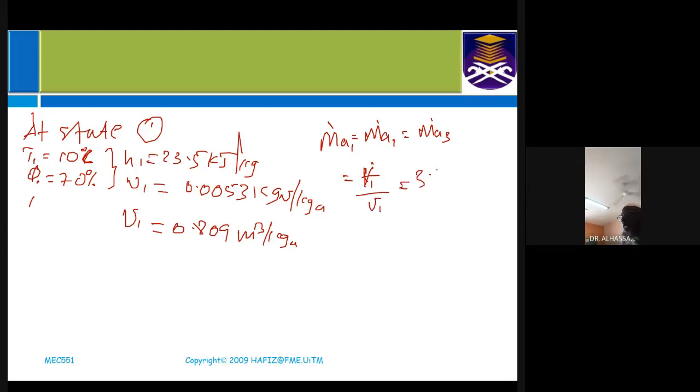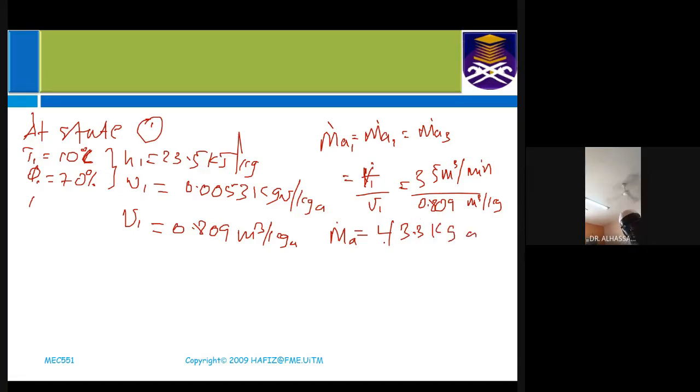So this gives me 35 meter cube per minute, all divided by 0.809 meter cube per kilogram. So the mass flow rate of dry air, MA, equals 43.3 kilogram of dry air.